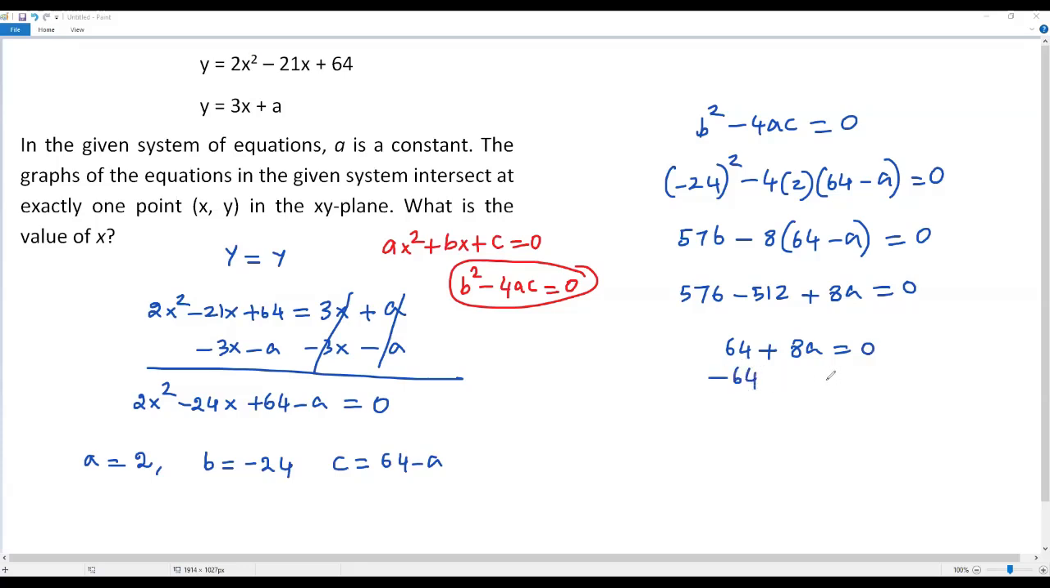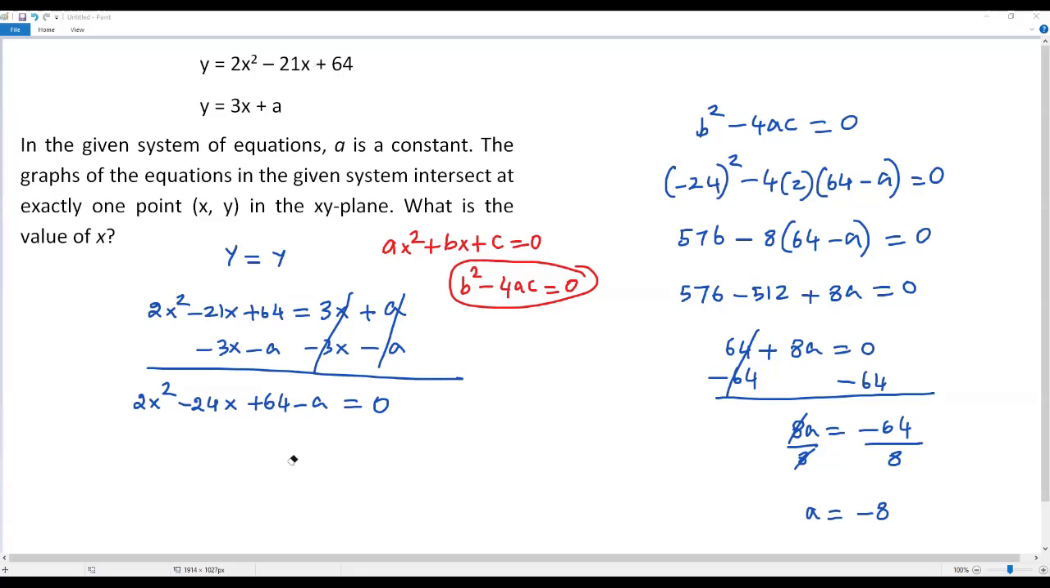For that, I have to subtract 64 from both sides. When I subtract 64 from both sides, this positive 64 and negative 64 will cancel out. I'm getting 8a is equal to negative 64. Okay, now let's divide both sides by 8. So when I do so, this 8 will cancel out. a equals to negative, when I divide 64 by 8, I'm getting 8. So now I got the value of a. So the value of a is negative 8.